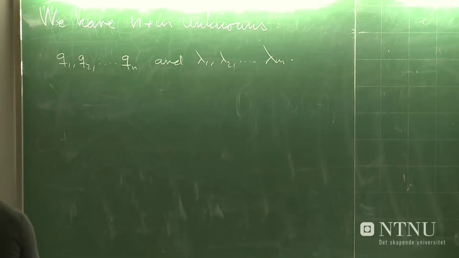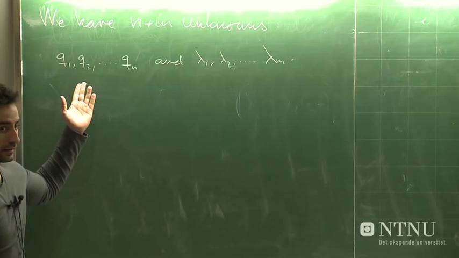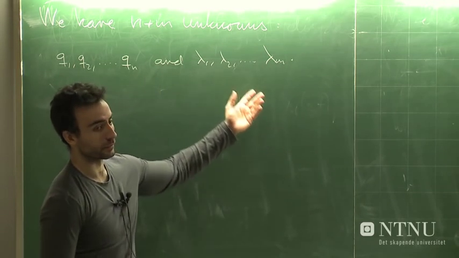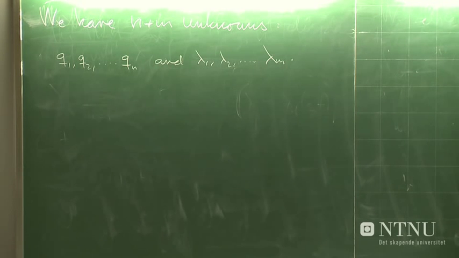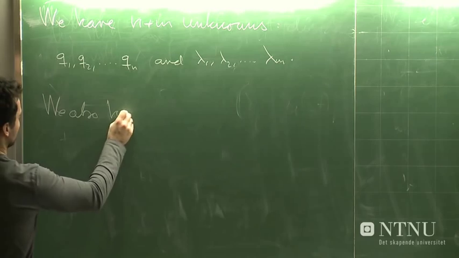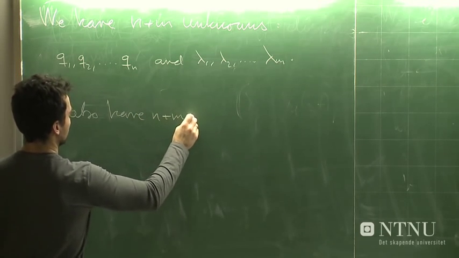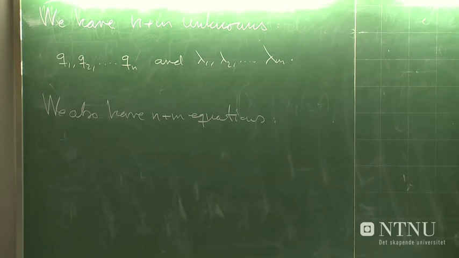We have n plus m number of unknowns. We have n unknown generalized coordinates, which are not all independent. And we have m number of Lagrange multipliers, or Lagrange constants. Do we have a sufficient number of equations to actually identify all of these unknowns? We do, and let me point out why.